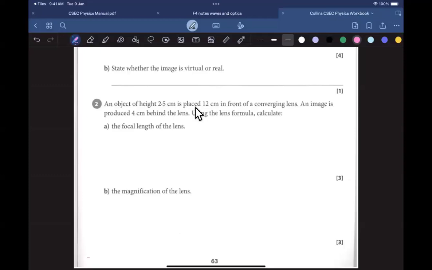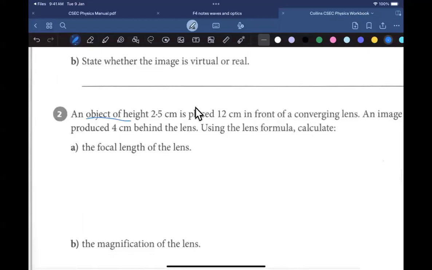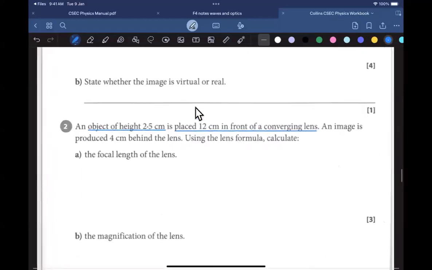Three questions from there. An object of height 2.5 cm is placed 12 cm in front of a convergent lens. An image is produced 4 cm behind the lens. Using the lens formula, calculate A, the focal length of the lens, and B, the magnification of the lens. Right, so they gave us the object height. They told us it was placed 12 centimeters in front of a convergent lens, and an image is produced 4 centimeters behind the lens.